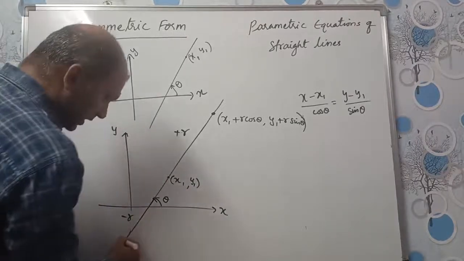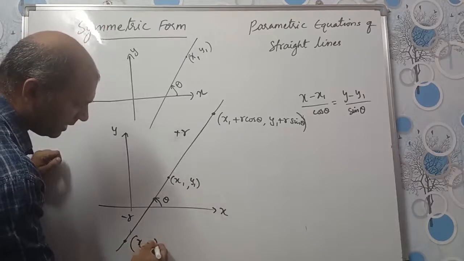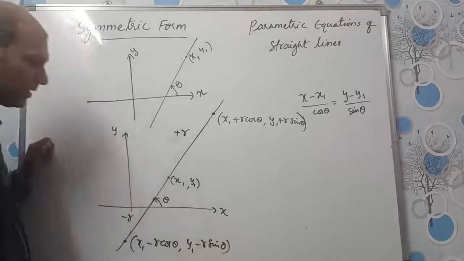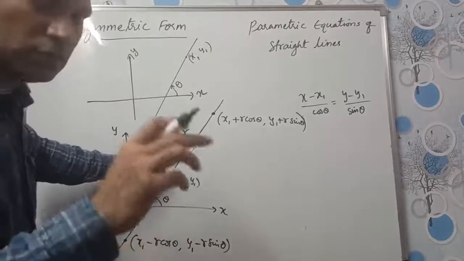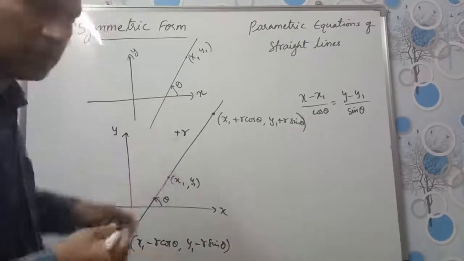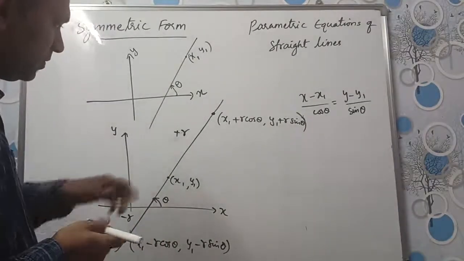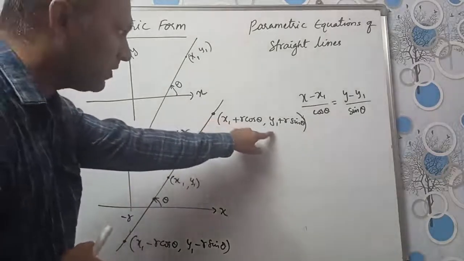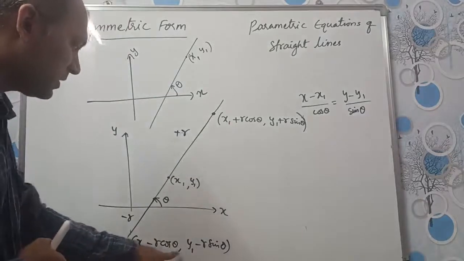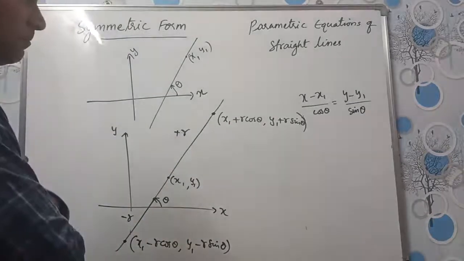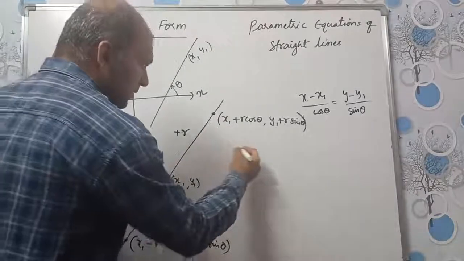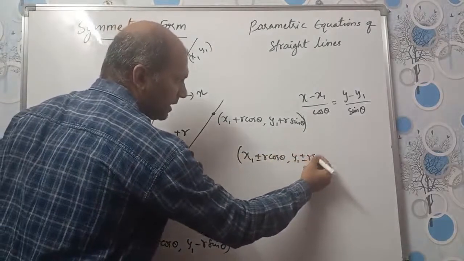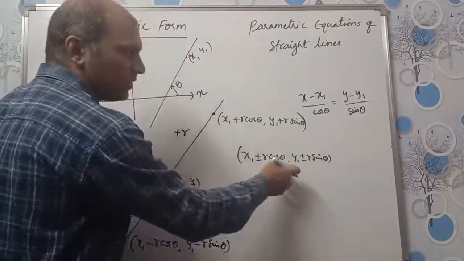So this point we write as x1 minus r cos theta, comma y1 minus r sin theta. From this point we will have 2 points which are r units away, and those points are x1 plus r cos theta, y1 plus r sin theta, and x1 minus r cos theta, comma y1 minus r sin theta. These are written as x1 plus minus r cos theta, comma y1 plus minus r sin theta. We combined these 2 points and wrote it like this.